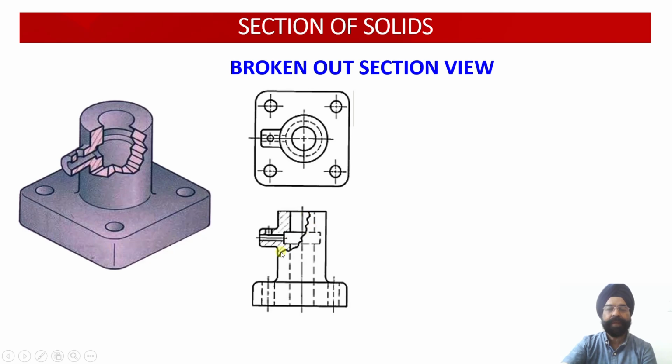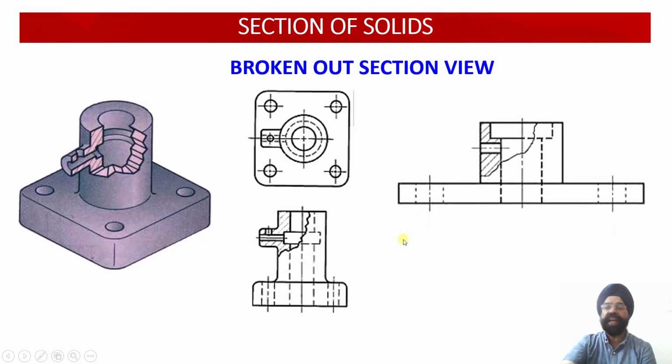So here the cutting plane is managed in a more flexible manner, and it is going to describe the details of the internal cross sections which are not even available in a single plane. This is available in the vertical plane, this is available in the horizontal plane. Here we are manipulating our cutting plane in such a way that even though the different cross sections are available in different planes, their details will be visible in a single view.